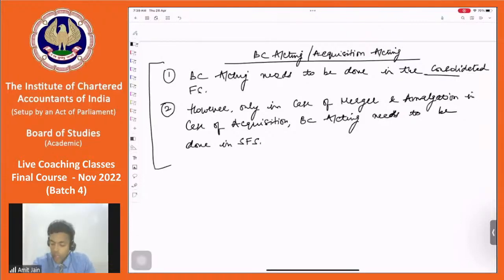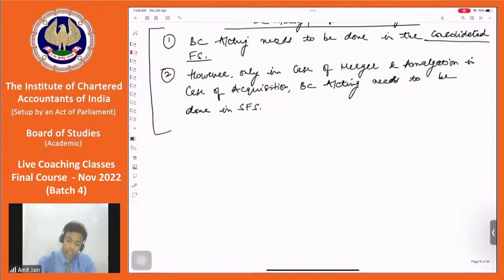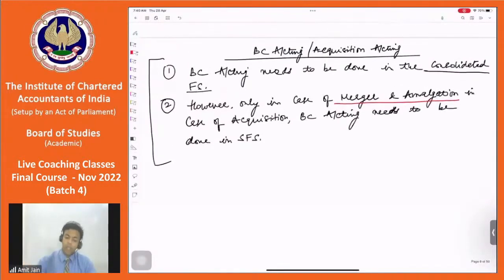If we are doing it in the console, then the transaction cost will go to the console P&L. We will recognize goodwill in the console. If we are passing the accounting entries in the standalone books, in case of merger and demerger, then transaction cost will be charged to P&L in the standalone, and goodwill needs to be recognized in the standalone. Correct? Very simple. I have summarized everything in very simple language, guys. I hope it will not create a problem going forward.